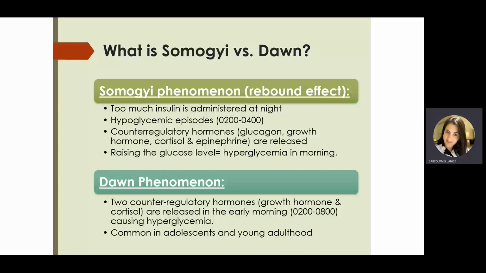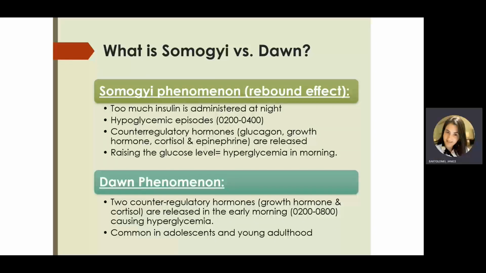So by the morning, by the time that they're taking your glucose level in the morning, you are in a hyperglycemic event. You're in a hyperglycemic state. But the cause is you did a rebound effect. You administered too much insulin at night. That caused you to crash, and now your body's trying to put you back into equilibrium. So the hormones elevate your glucose level, and you are now hyperglycemic.